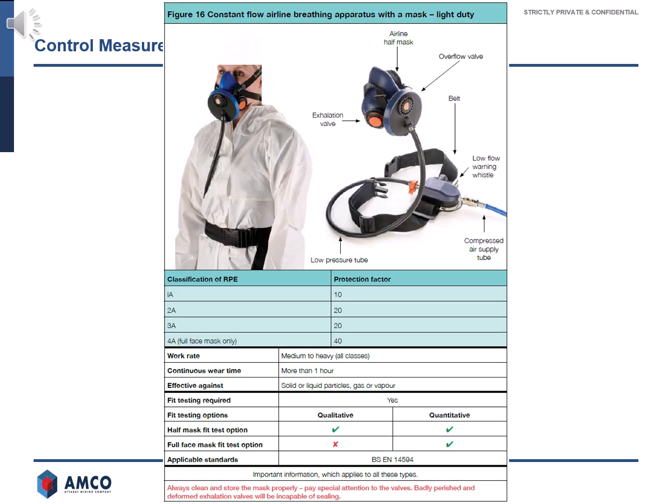Constant flow airline breathing apparatus, usage guidelines. Classification and protection factor. Class 1A, protection factor of 10. Class 2A, protection factor of 20. Class 3A, protection factor of 40. Work rate, suitable for medium to heavy tasks across all classes. Continuous wear time, recommended for more than 1 hour. Effectiveness, effective against solid or liquid particles, gas, or vapor. Fit testing, required, can be done qualitatively for half masks and quantitatively for full face masks. Standards, complies with BSEN 14594.